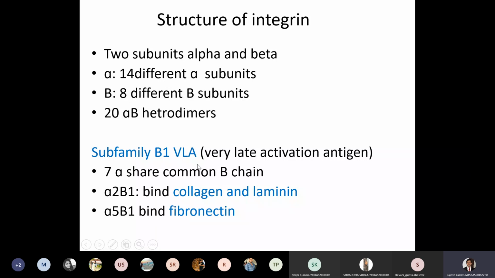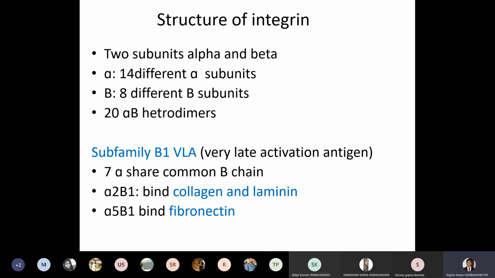What is common to all these beta 1 VLA integrins? We are talking about a subfamily because it is not only one integrin, beta 1 VLA. This beta 1 VLA integrin may be of 4 or 5 types, depending on how many alpha units or beta units there are. So the alpha-beta units will be different across all the members of the beta 1 VLA family. Why are we saying it is a subfamily of beta 1 VLA? Because some structure will be similar.